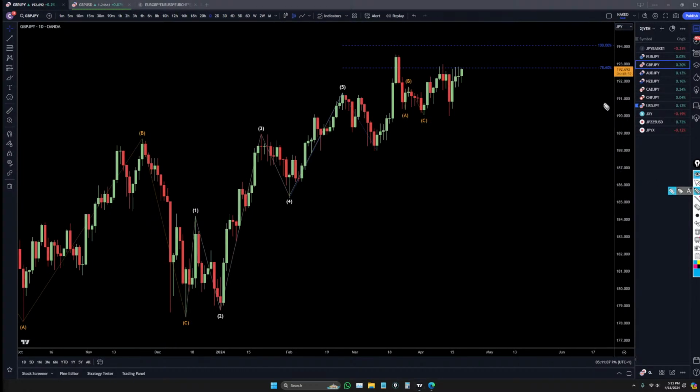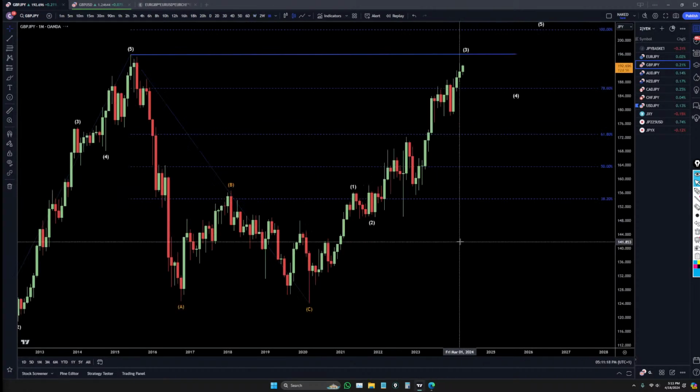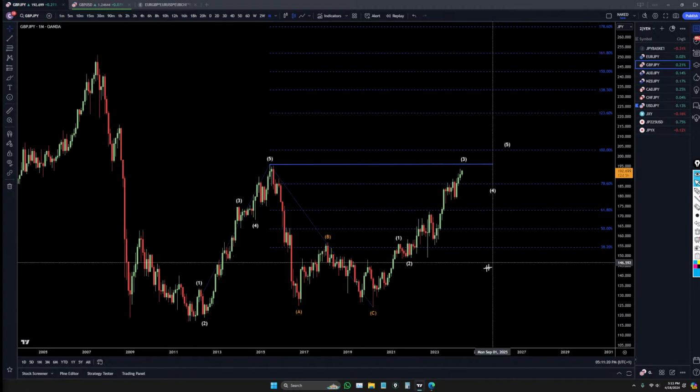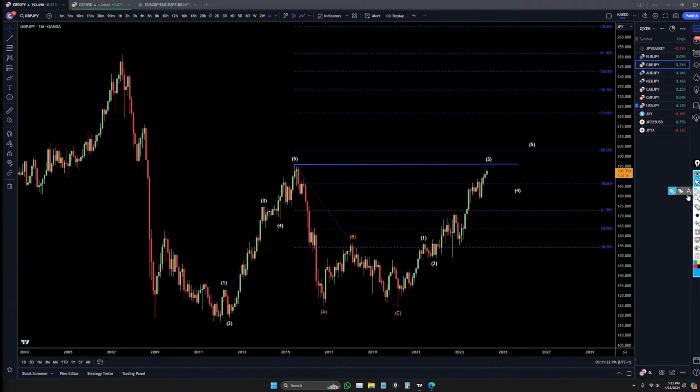The pound yen is back at this 78% Fibonacci extension on the daily, and you can see that price has really struggled to get beyond this point. But if you've seen my analysis on the pound yen, which you probably have, I still think that this needs to take out the high of wave A before we get the big corrective wave 4 and before we get to wave 5.